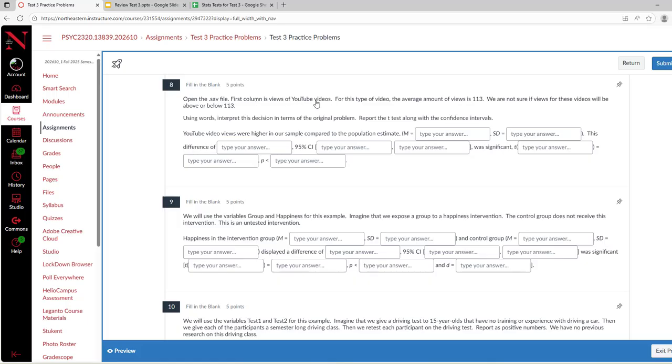First column is views of YouTube videos. For this type of video, the average amount of views is 113. We are not sure if views for these videos will be above or below 113. And since we're not sure if it's going to be above or below, it's going to be a two-tail test that we're going to run.